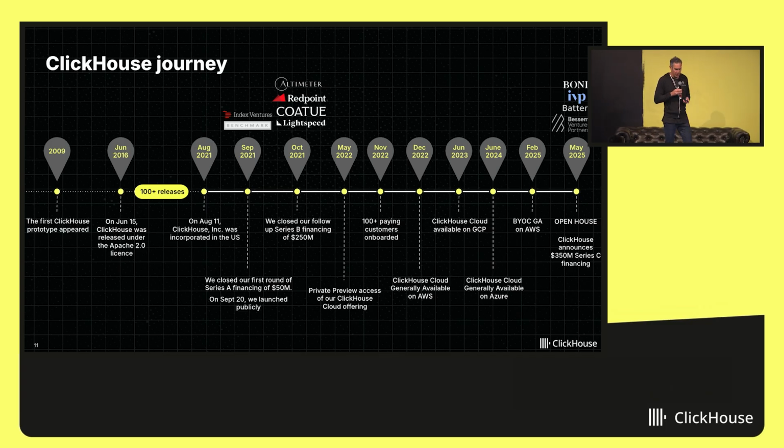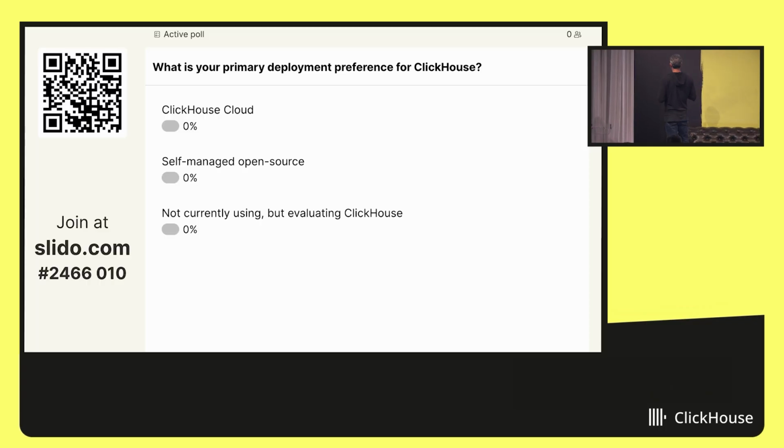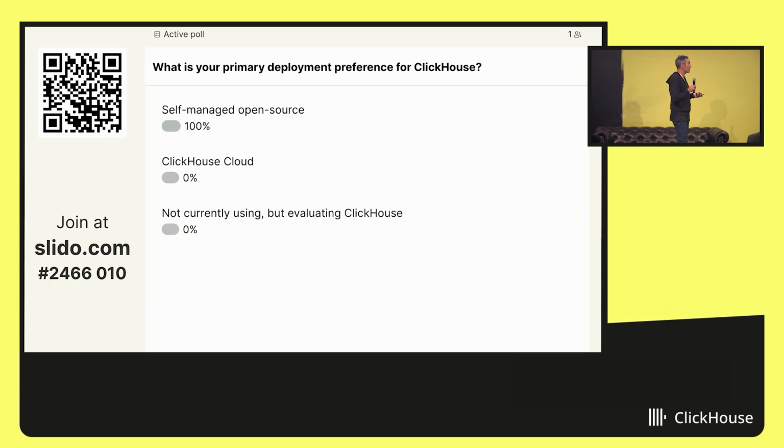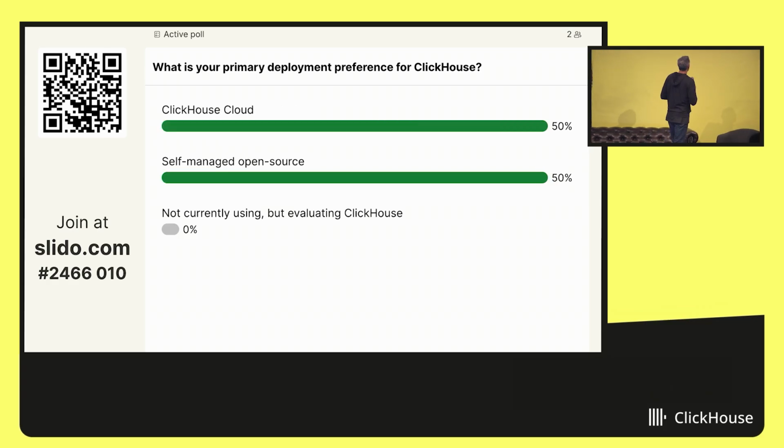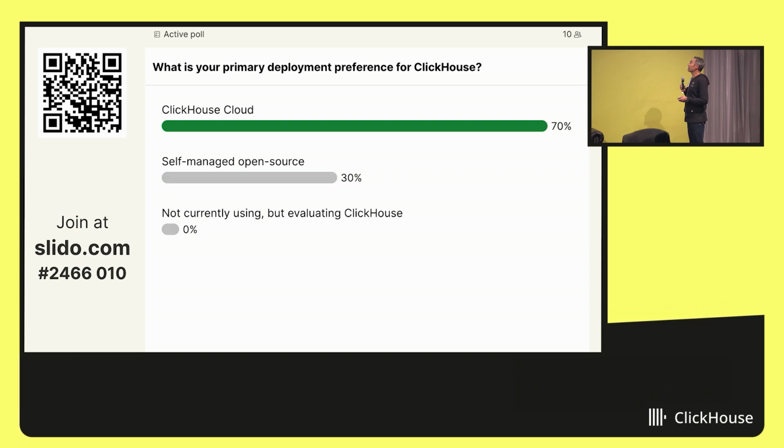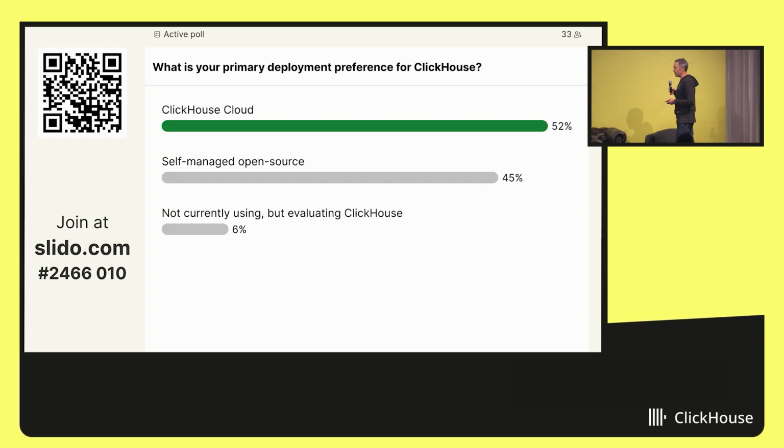So this is the journey that we've been on. We've been moving pretty quickly. We just passed 2,000 customers on our cloud service. And so I would be curious to know in the room today, what is your primary deployment model? If you're using ClickHouse today, or even if you're considering using ClickHouse, how are you planning on deploying this? Through ClickHouse Cloud, our multi-tenant SaaS service, self-managing ClickHouse, the open source distribution. And maybe you're here, you're not using ClickHouse, but you want to explore it.